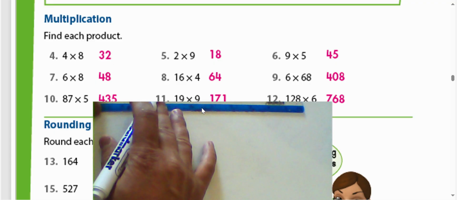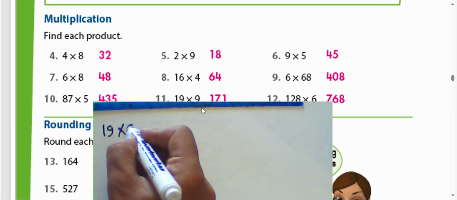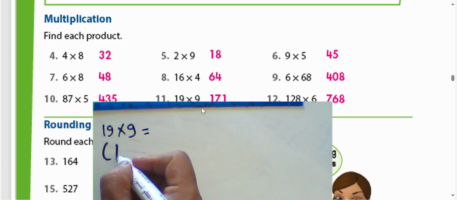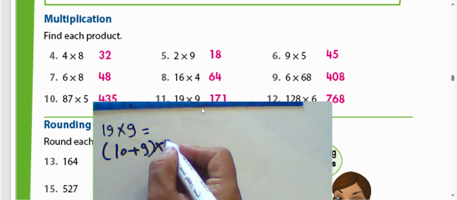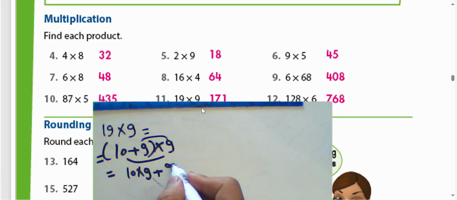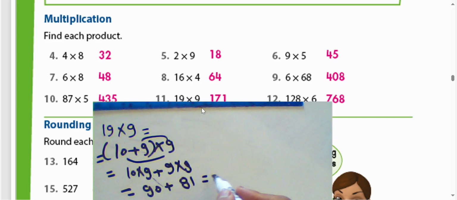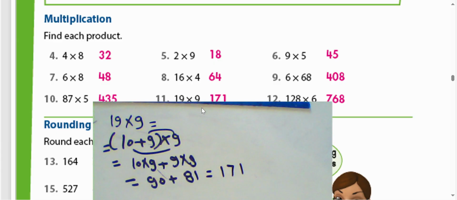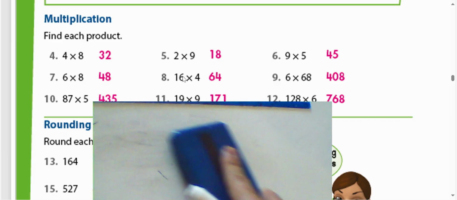19 times 9. We can write 19 as 10 plus 9, times 9. And then 10 times 9 and 9 times 9. 10 times 9 is 90, and 9 times 9 is 81. You can add together: 1 plus 0 is 0, 8 plus 9 is 17. Then the result will be 171. Okay, we can use this strategy to find the product of two numbers using the distributive property.